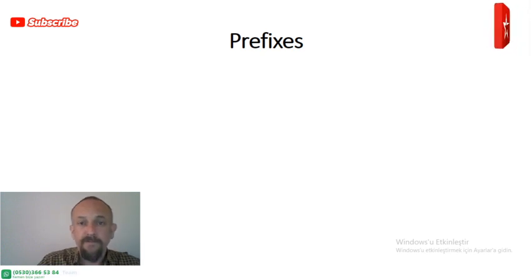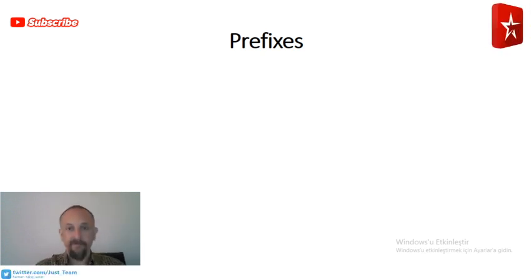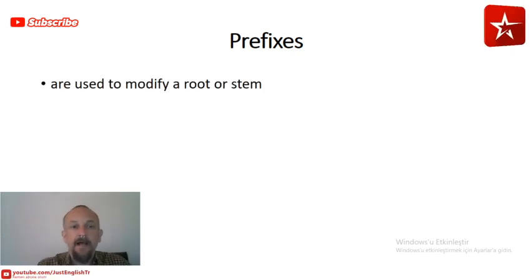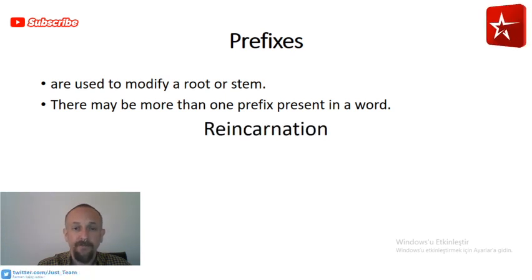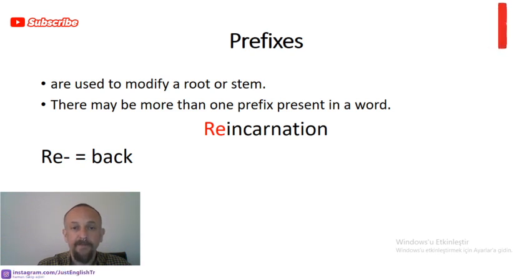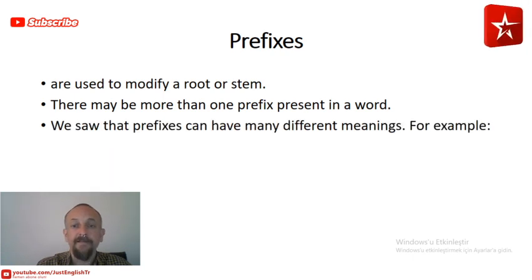We looked at prefixes to begin with, and we saw that prefixes are used to modify a root or stem. What I meant by modify last week was to actually add a particular meaning to that word, not change the meaning of the root or stem, but add a meaning. We saw that there may be more than one prefix present in a word, and as an example, we saw reincarnation last week. We looked at the prefix re, which meant back, and then the prefix in, which meant into. And we saw that prefixes can have many different meanings.